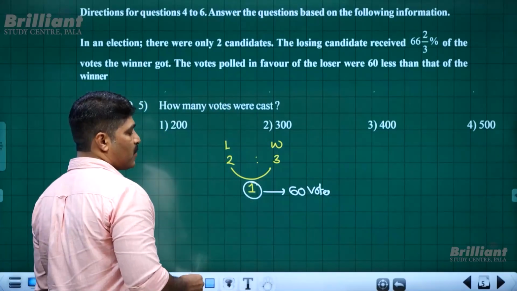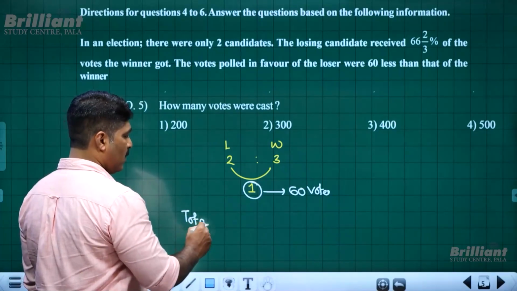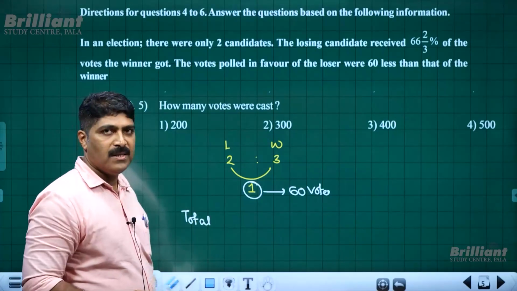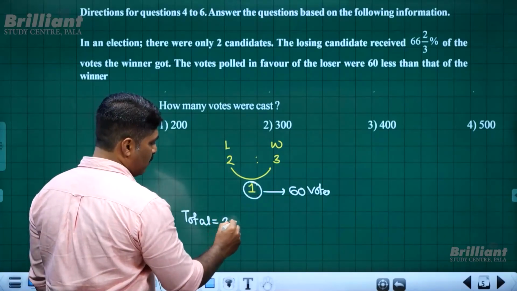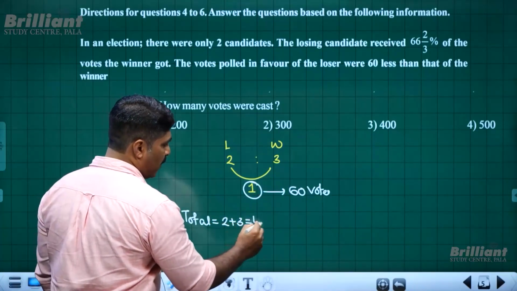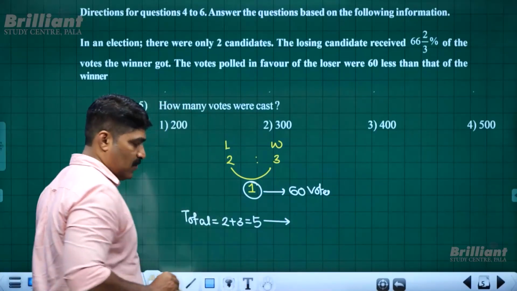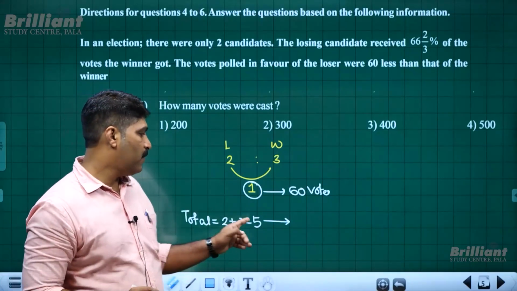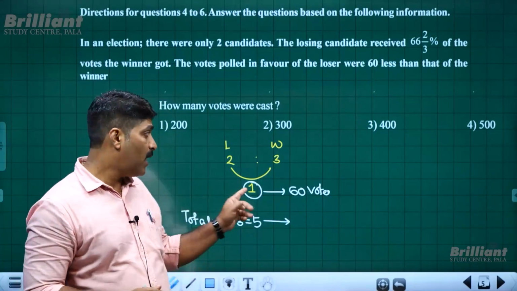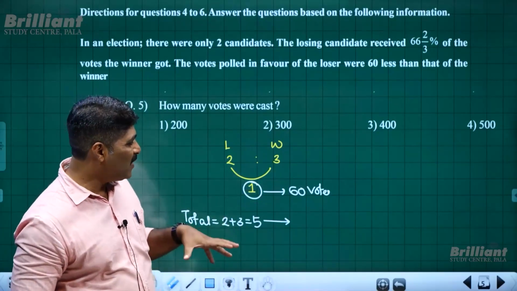Or we can consider it like this. If 1 is representing 60 votes, what's the total number of votes? As per this assumption, the total is nothing but 2 plus 3, which is equal to 5. At this time, we have to find out what this 5 represents, for getting the total number of votes polled, when 1 is representing 60. Simple logic. If 1 is representing 60, what is the value of 5?